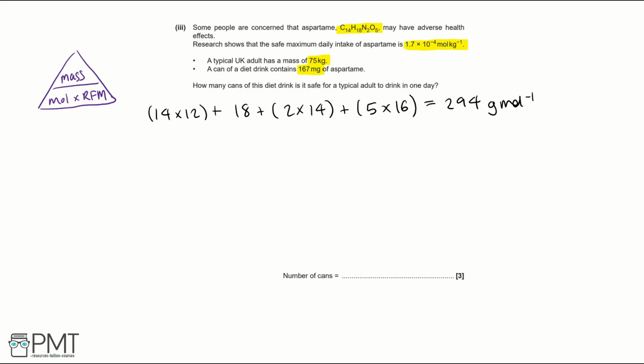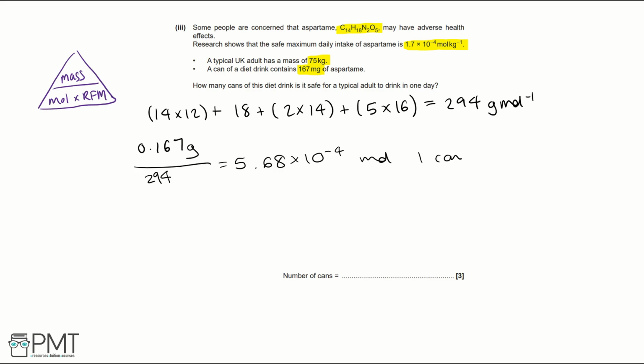So now we're going to use this equation triangle to work out the moles in 1 can. The way we're going to work this out is milligrams divided by relative formula mass will give us moles. So 0.167, that's milligrams divided by 1,000 to get grams, and then we're going to divide by 294, and that equals 5.68 times 10 to the negative 4 moles in 1 can.